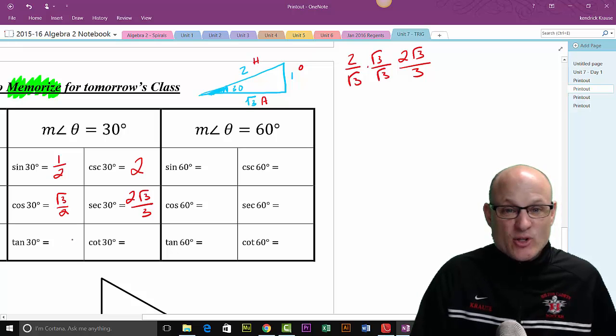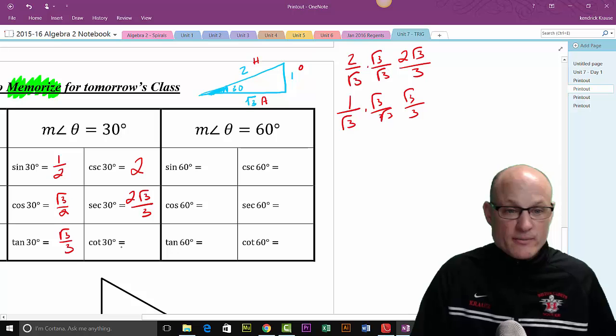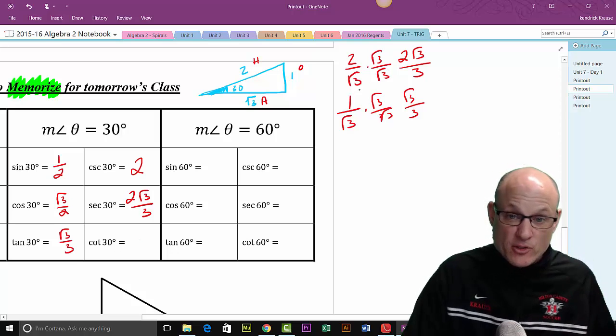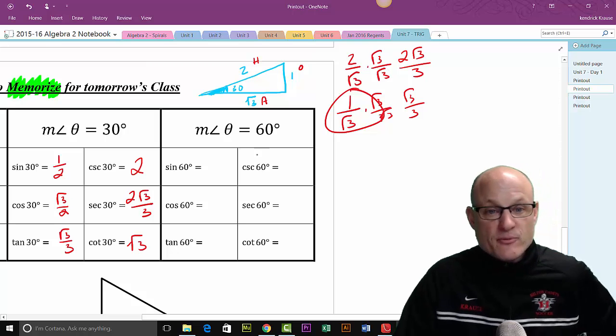Tangent is opposite over adjacent, which is 1 over radical 3. And if I rationalize that, I get radical 3 over 3. So radical 3 over 3. And that makes this one the reciprocal of this, which is just radical 3. And we've already done this on the page before.